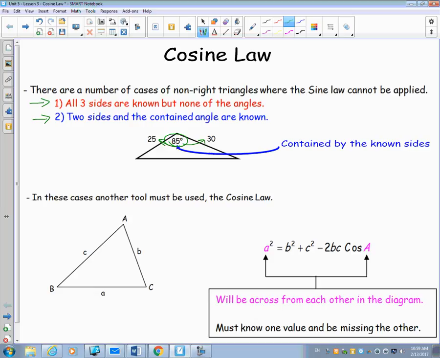Again, you don't have a pair because you don't know the side across from it, and you don't know either of the other two angles. And so it's the only two situations we can use the cosine law for. So like the sine law, there's only really two problems we can do with this trigonometry.